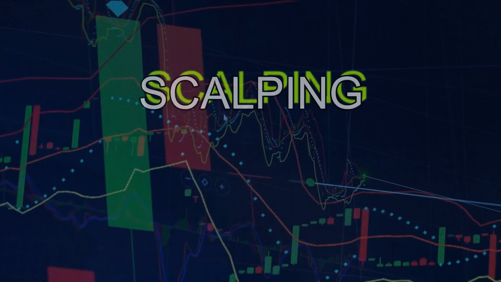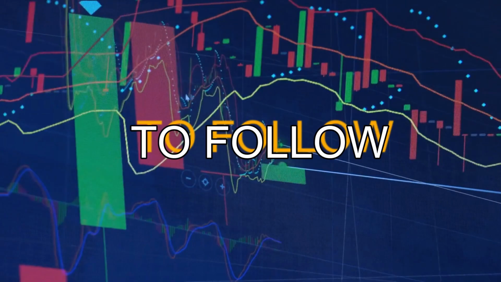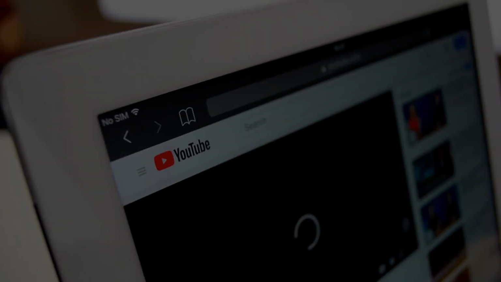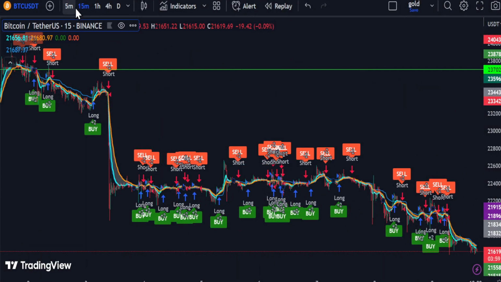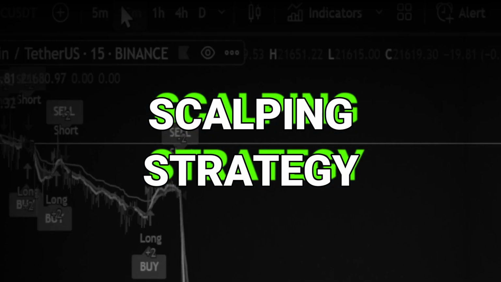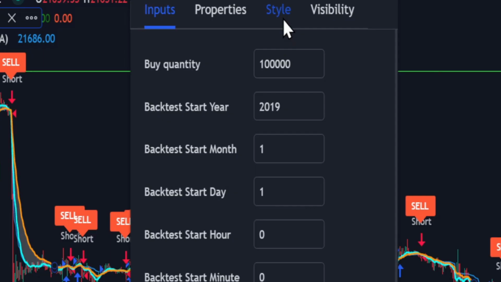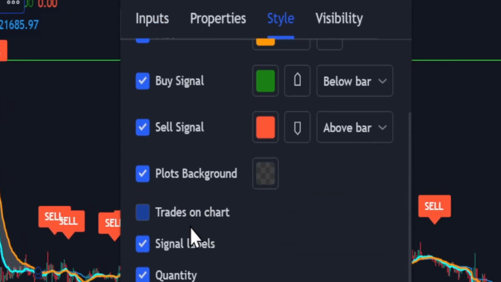This best buy sell scalping strategy is very easy to follow, even for beginners. In this video, I am going to show you an effective, powerful 5 minutes and 15 minutes scalping strategy. For 5 minutes scalping, I will be using 3 free TradingView indicators, while for 15 minutes scalping, I will be using 2 free indicators. I will show you the best indicator settings for different time frames.